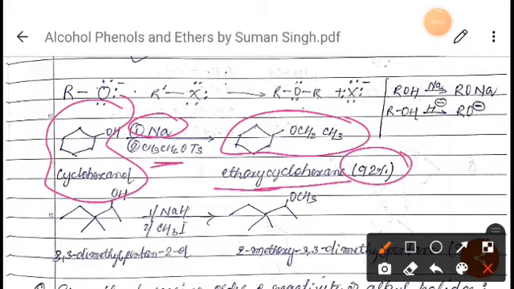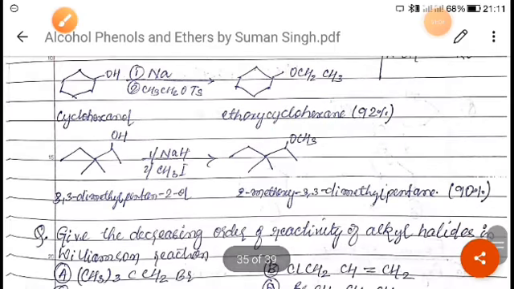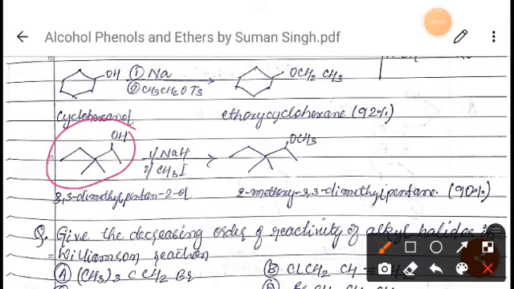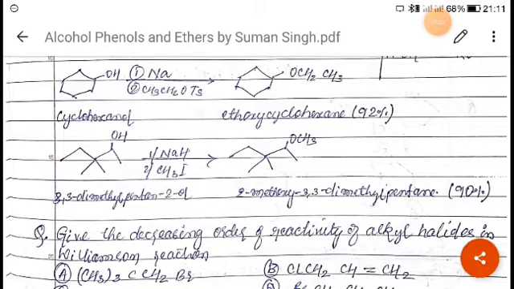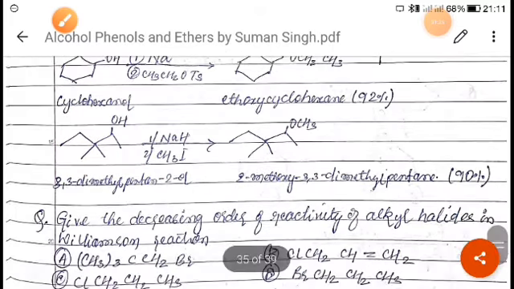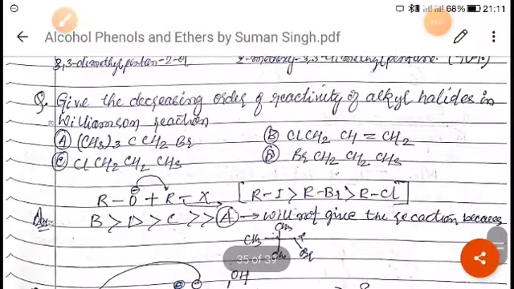After that, one more example is here, as you can see. When we are using 3,3-dimethylpentan-2-ol in presence of NaH and CH3I, we are getting what? 2-methoxy-3,3-dimethylpentane, which is 90% yield. So this was about the Williamson synthesis. I hope you have understood this, right?